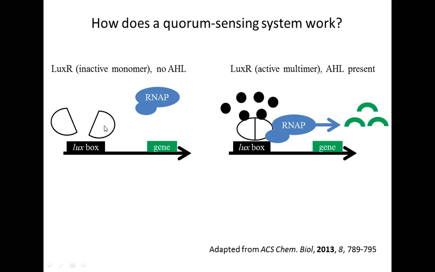There is an inactive monomeric form of a protein called Lux-R. It's not doing anything particularly interesting, and the RNA polymerase is not actually transcribing or making this gene. And that's a very important thing when you talk about gene regulation.